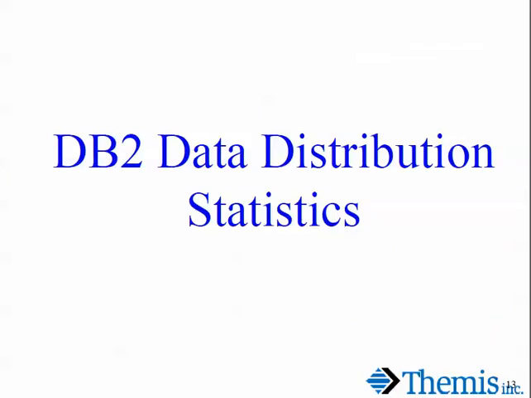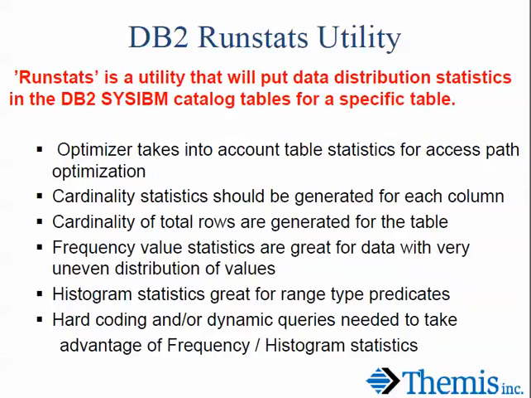Okay, let's talk about statistics here a little bit. So this next page here. Runstats is a utility. It puts data distribution statistics in the catalog tables. It updates the catalog table. So if I run a Runstats utility on our employee table, it's going to go to the SYSIBM.SYSTABLES table, and it's going to update in there a cardinality field that says how many rows are in that table. It's going to go to the SYSIBM.SYSCOLUMNS table, and it's going to update for every column how many values are in that table at this particular time on this day.